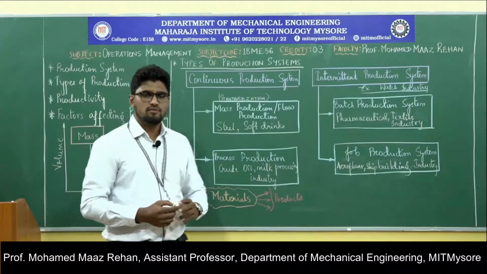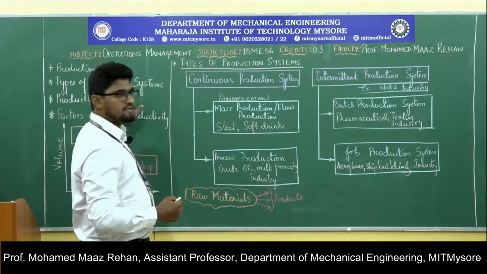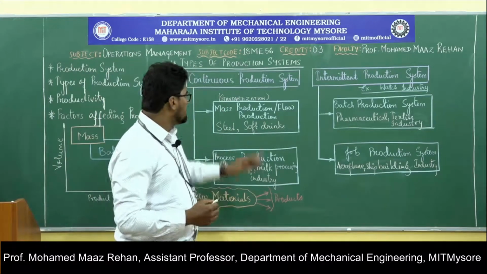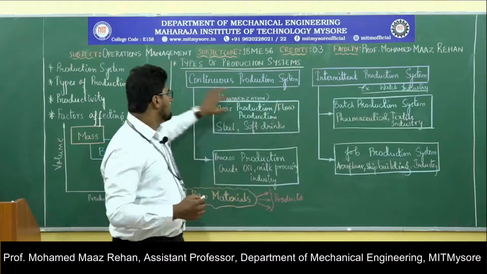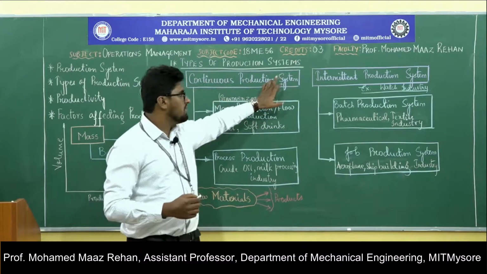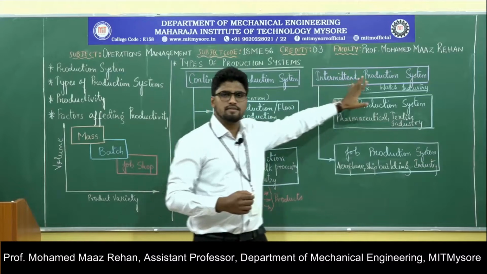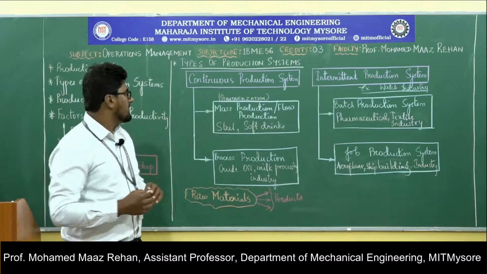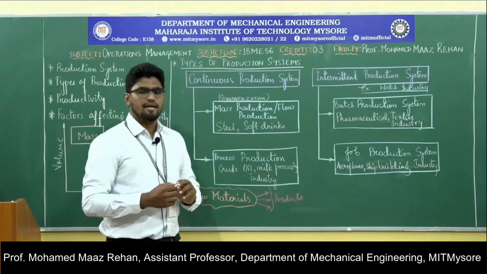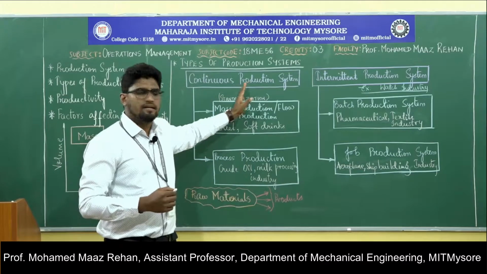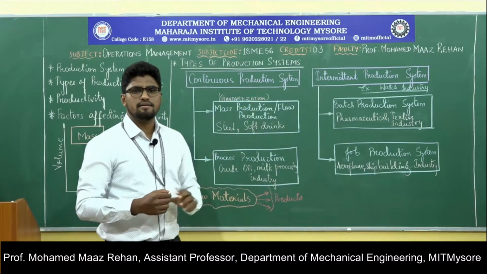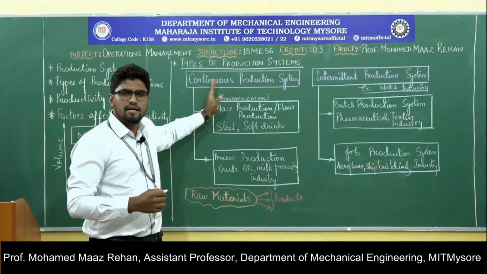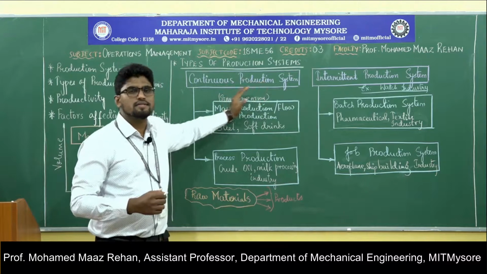Next, we shall move on to the different types of production system. Under types of production system, we have two major types: one is continuous production system and the other is intermittent production system. So what exactly is a continuous production system? In a continuous production system, we have a sequence of operations that are interrelated in order to get the end product. The word itself tells us that the process is continuous.